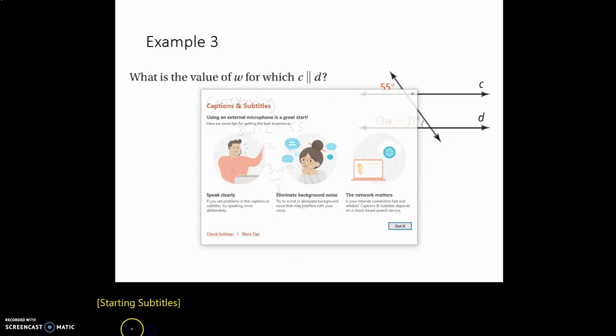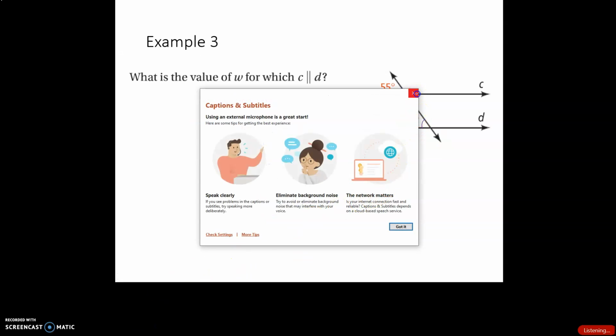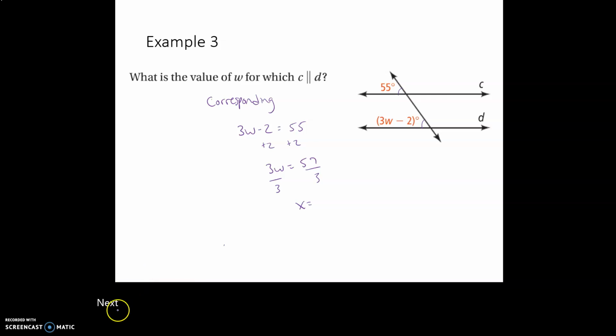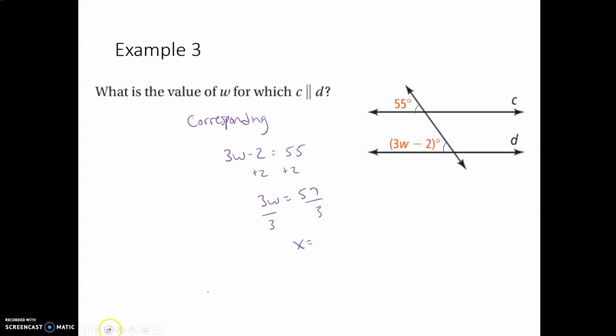Oops, I didn't mean X. Don't know what I just did there. Oh, goodness. Sorry, guys. I'm losing it here. Here we go. W equals 19. I do not know what just happened.